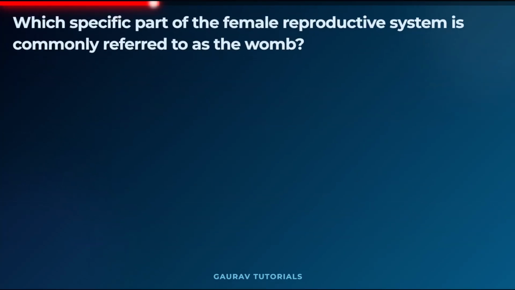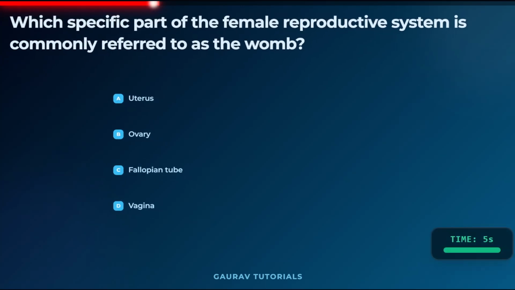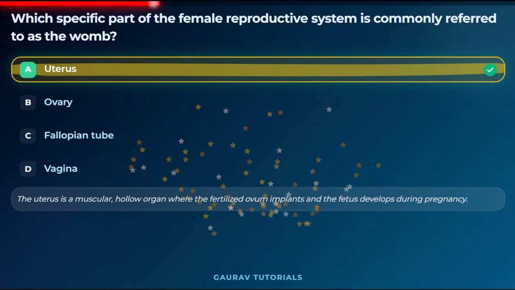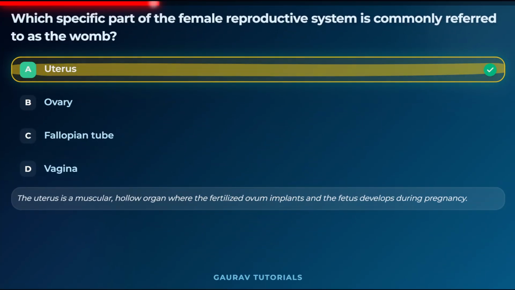The next question is, which specific part of the female reproductive system is commonly referred to as the womb? The options are... and the correct answer is option A, uterus. It's a muscular hollow organ where the fertilized ovum implants itself and the fetus develops during pregnancy.